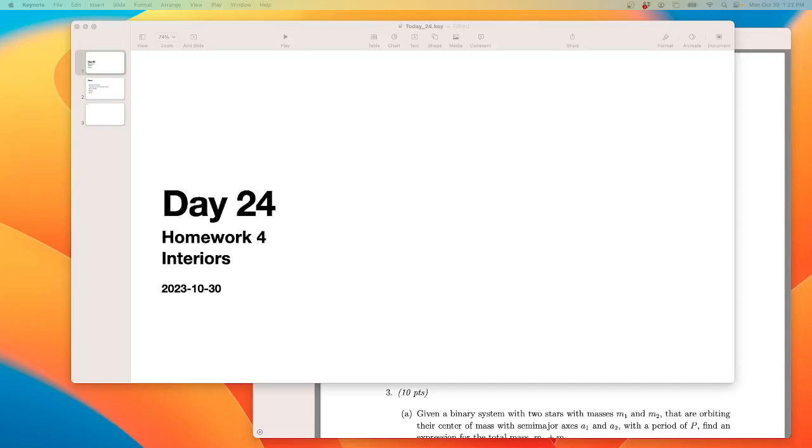I'm going to start talking. So how's everybody doing today? That good? All right, so we had a homework due today, and we're going to continue talking about stellar interiors.